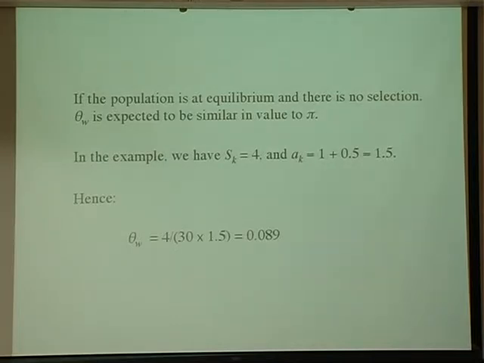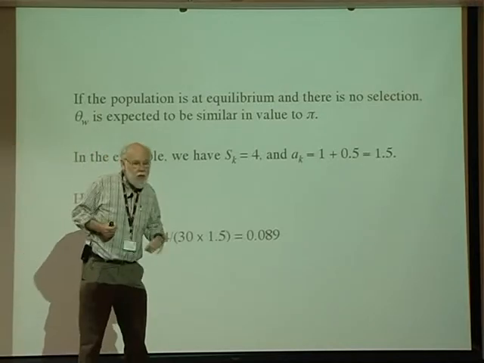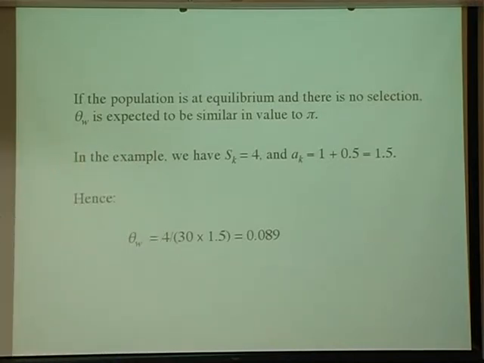So in this example, S sub k is 4, a sub k is 1 plus 0.5, because we've only got a sample size of 3, so it's 1.5. We divide 4 by 30 times 1.5, and we come out with 0.089. Exactly the same answer as for pi.